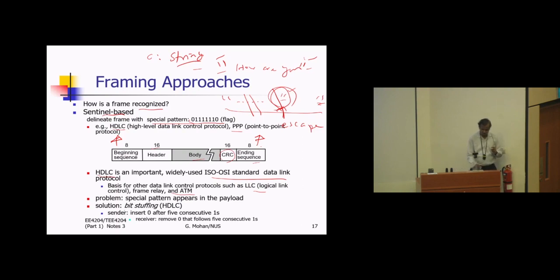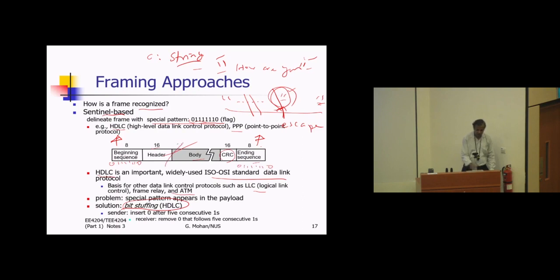We use bit stuffing. Why do we use bit stuffing? Because the special bit pattern, 0 followed by 6 ones and 0, may appear inside the payload, right? We cannot tell the user that you cannot send any data where this pattern appears, 0 1 1 1 1 1 1 0, right? So this is 0, 6 ones, 0.